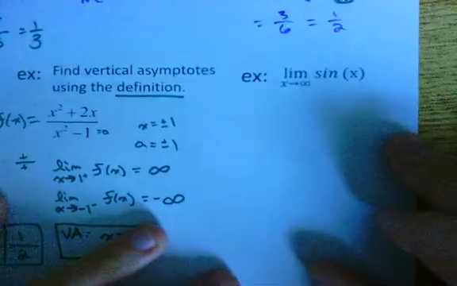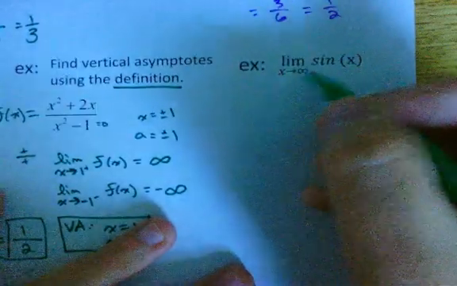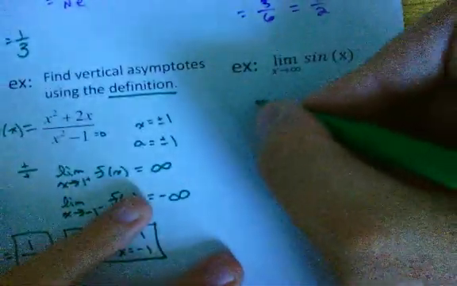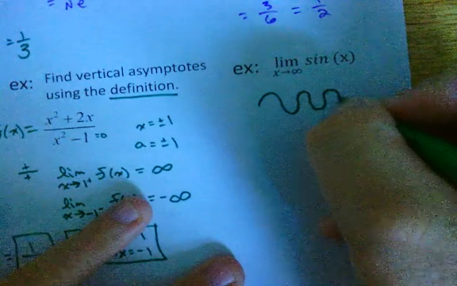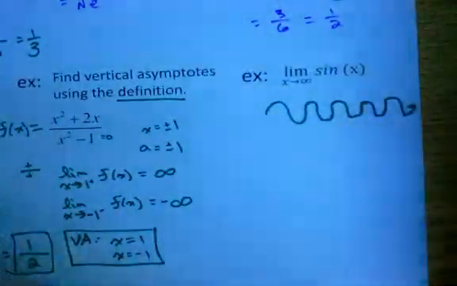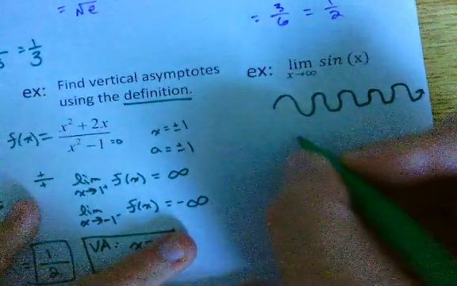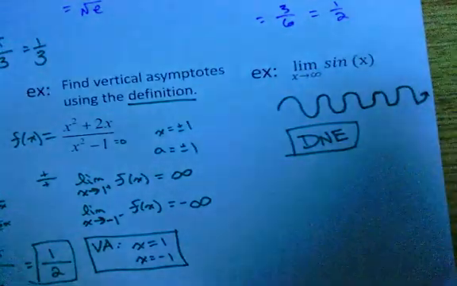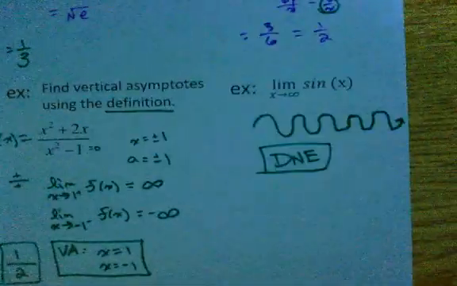Last example is we have the limit as x approaches infinity of sine of x. Well, what do we know about the graph of sine of x? Goes on forever and ever. Does it ever change even when it gets to infinity? It does not. So this limit is not going to exist because it's just going to keep changing up and down and up and down.